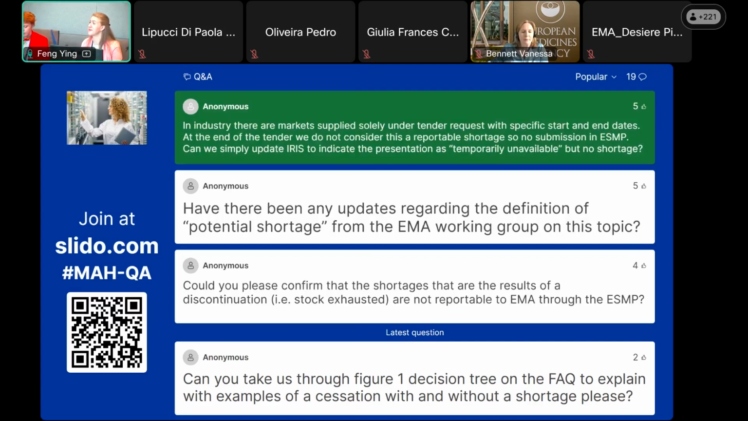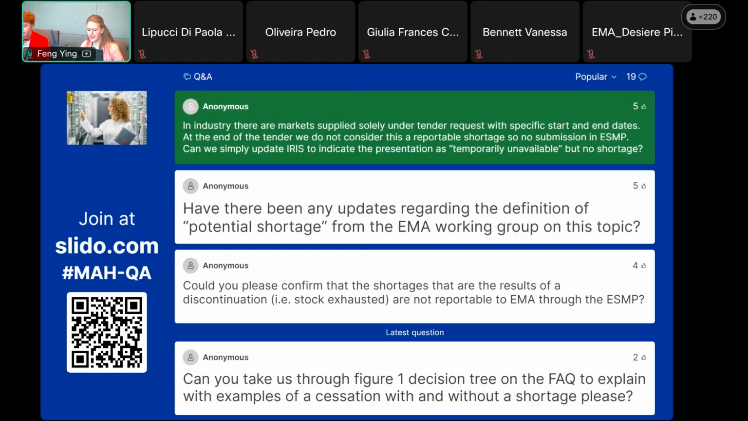Moving on. In industry, there are markets supplied solely under tender requests with specific start and end dates. At the end of the tender, we do not consider this a reportable shortage, so no submission in the ESMP. Can we simply update IRIS to indicate the presentation as temporarily unavailable, but no shortage? So this question I can take.